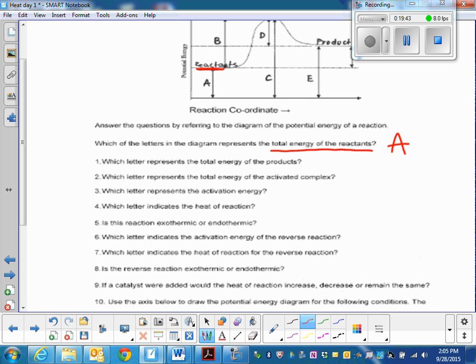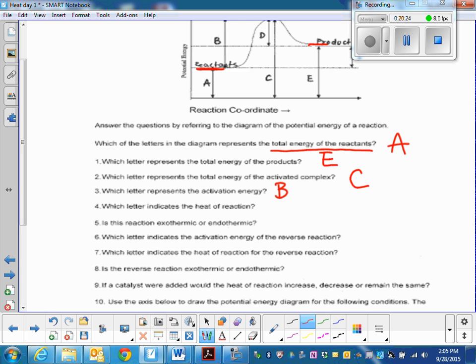Kara, what represents the total energy of the product? Here is my product. And that is E, very good. All right. Jennifer, which letter represents the total energy of the activated complex? Activated complex. C. Very good. Julian, which is the activation energy? Activation energy is B.